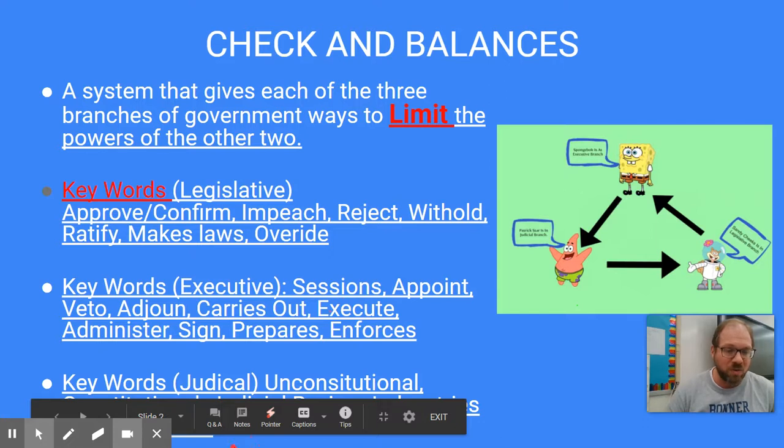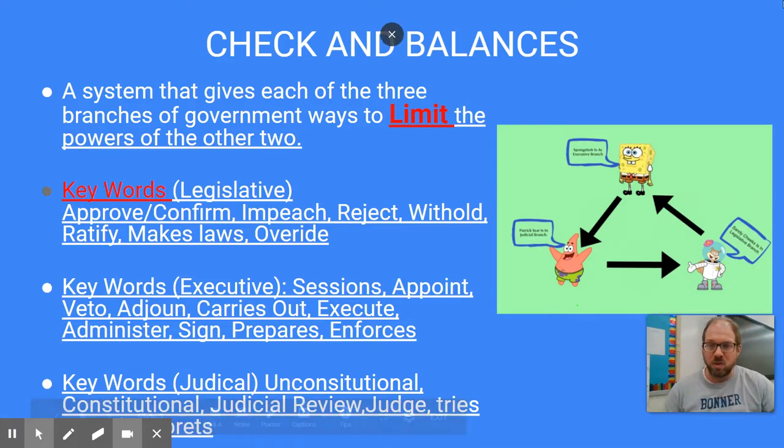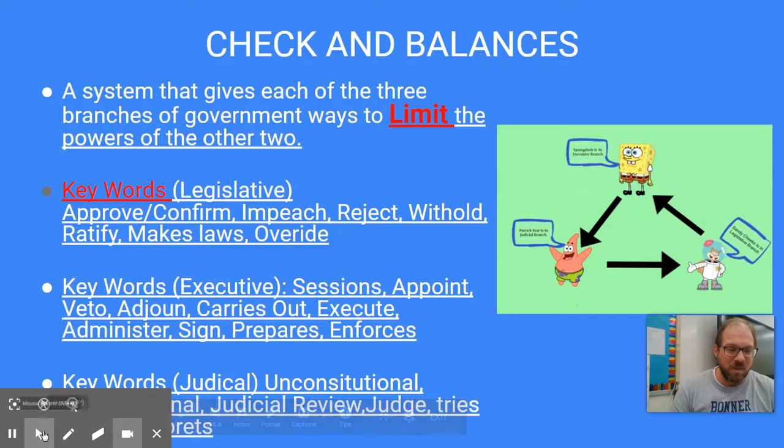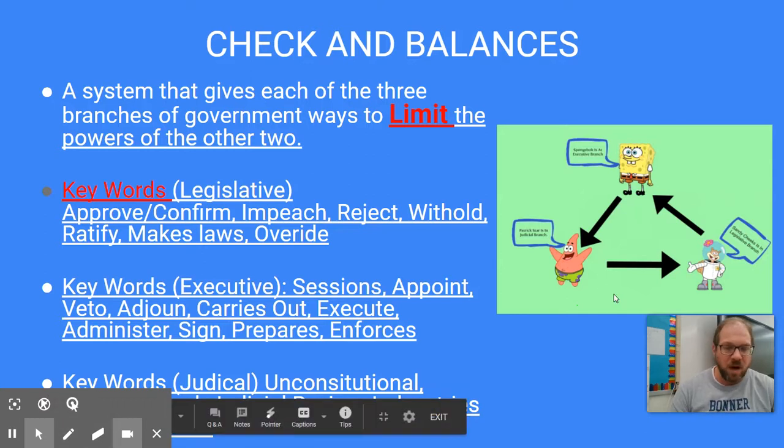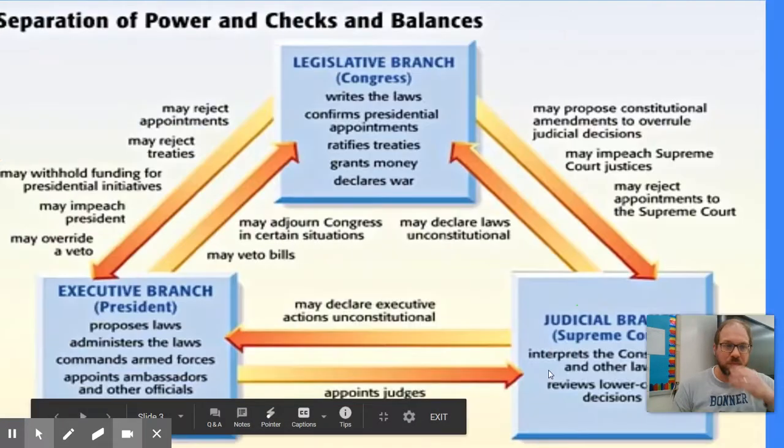All right, for our last one, for the judicial branch, our keywords are unconstitutional, constitutional, and judicial review. All the other words are things you'll just see with cases, like judge trying a case, and most importantly, interpret the law. That one's cut off down here, but I don't want to take out my pointers and pins. But anyway, let's move on to the next slide.